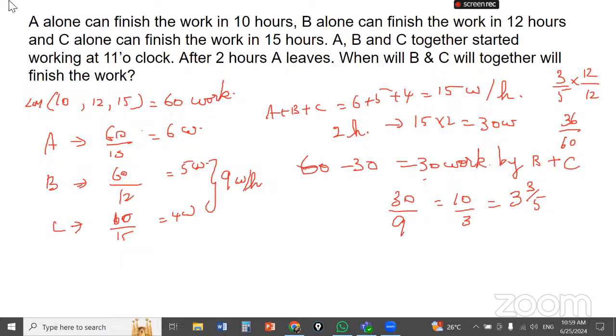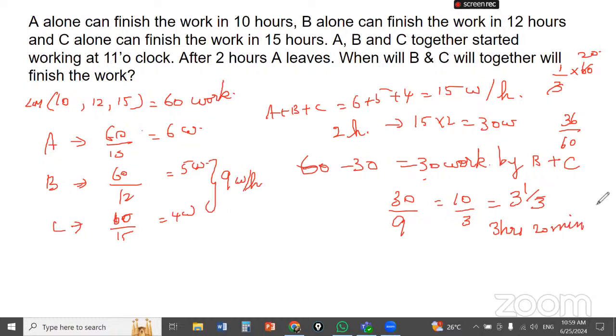Actually, it is not 3 3 by 5. I made a mistake. Give me a minute. I made a mistake. Sorry. It's 3 1 by 3. And 1/3 of an hour, you can multiply it with 60. You get it as 20 minutes. So 3 hours and then 20 minutes.